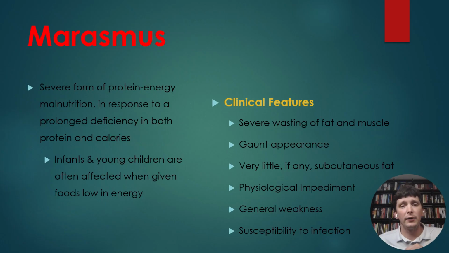Marasmus is another type of severe undernutrition, but in this case, there's a lack of both calories and proteins. It causes extreme weight loss, muscle wasting, and almost no subcutaneous fat, which is a fat layer right underneath the skin. You often see a very gaunt appearance. It usually affects infants and toddlers who are fed low energy food.